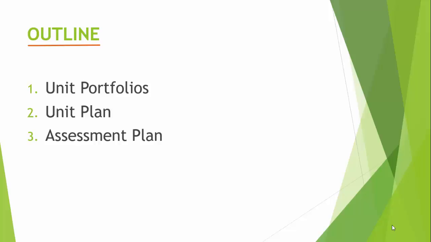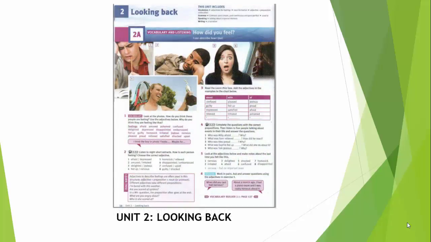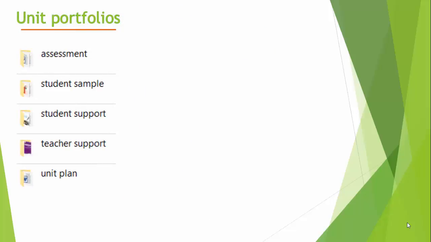First of all is the unit portfolios. The second one is unit plan. And the last one will be the assessment plan. Before we go to the main part, the book I'll be teaching is Oxford Solutions 2nd edition, Intermediate Students book. And my unit will be Unit 2, Looking Back. Now let's start by looking at Part 1, Unit Portfolios.